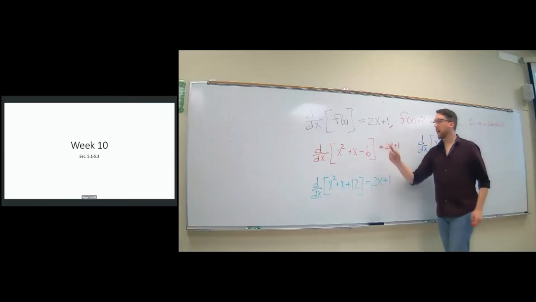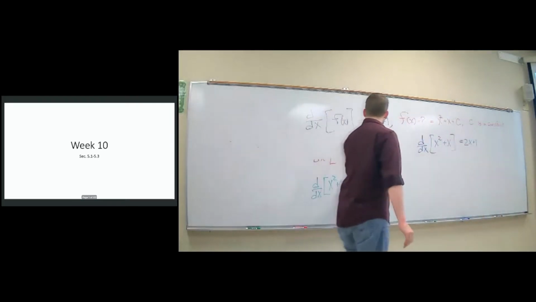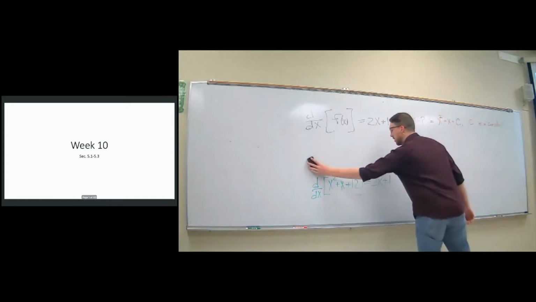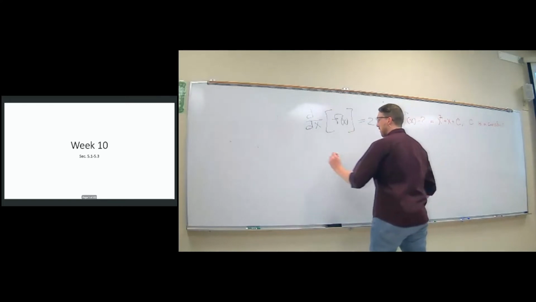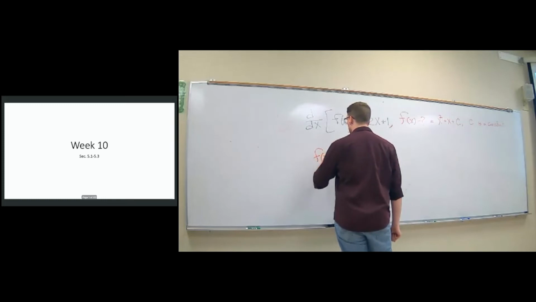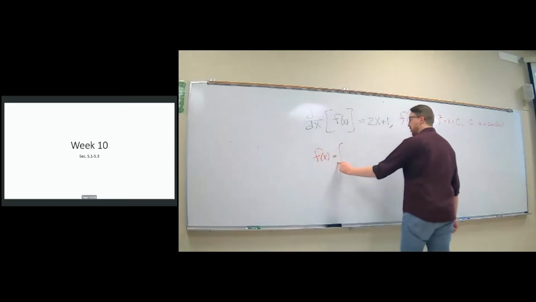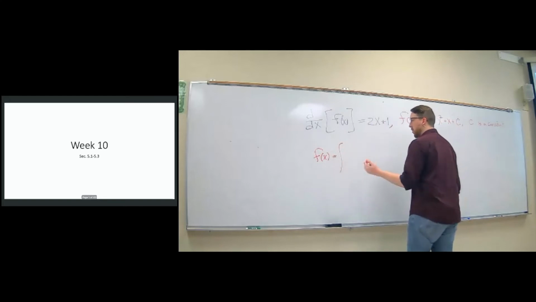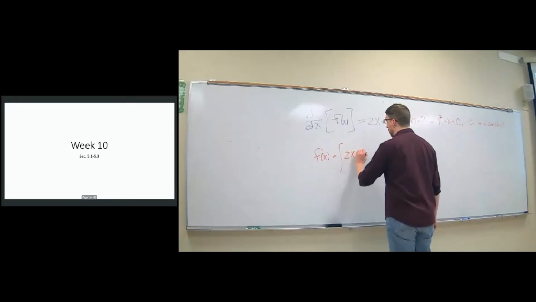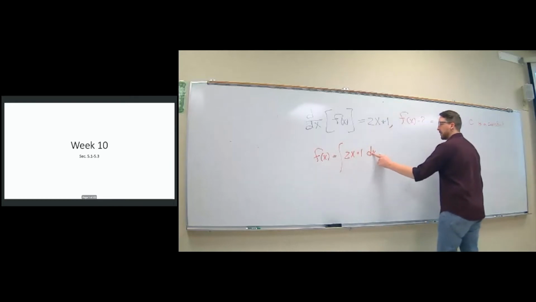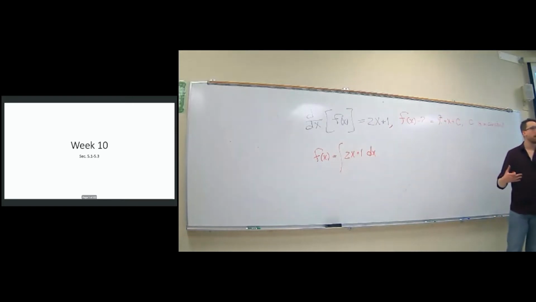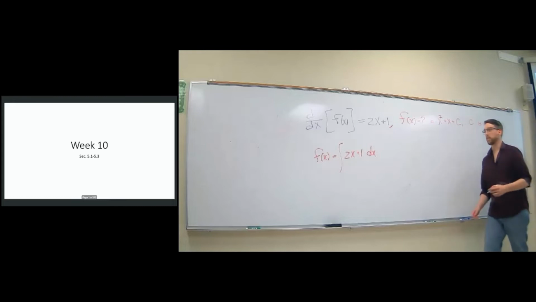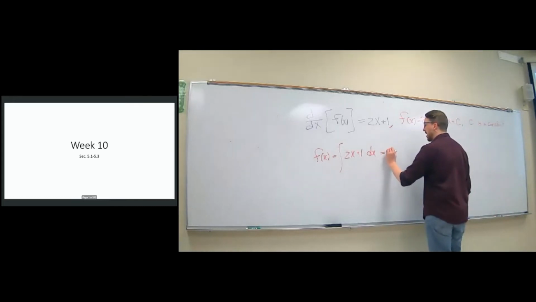So to answer this question, I would write all this. F of x is equal to the antiderivative, that's what this symbol represents, for undoing the derivative, of 2x plus 1 with respect to the differential x. So this dx just tells you what you're taking and undoing the derivative with respect to. This thing is going to be equal to x squared plus x plus a constant.